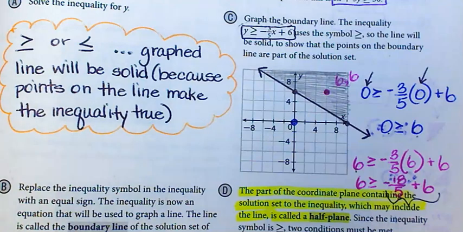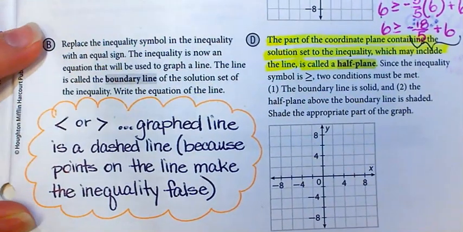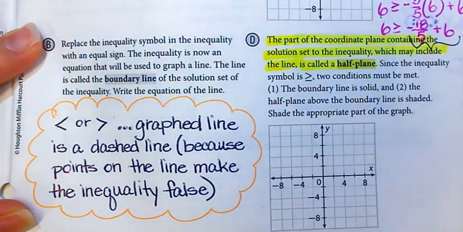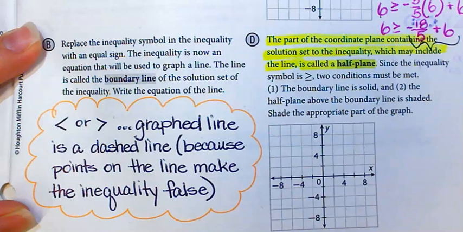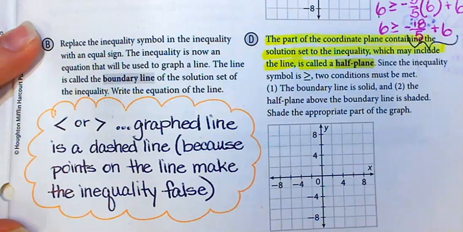I used a little bit of real estate down at the bottom to write my other statement that I needed, which is right here. If it's just a less than or greater than sign, then the graphed line is going to be a dashed line, and that indicates that the points along the line make the inequality false. So you have to pay attention to whether it's going to be a solid or a dashed line. And then you pick 2 points on either side of the line and figure out which way to shade.